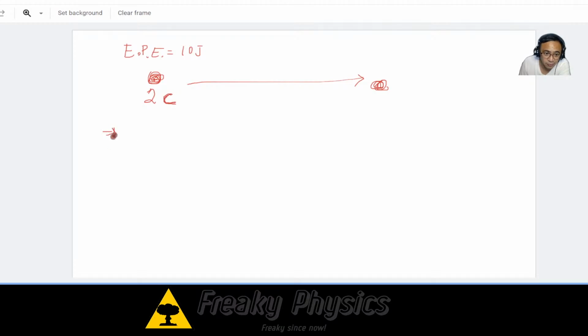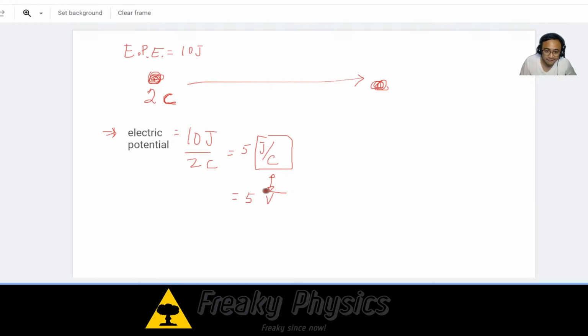So from here, we can say that the electric potential is equal to 10 joules over 2 coulombs, and that's going to give us 5 joules per coulomb. Now, this joules per coulomb unit has been given its own special symbol. That's 5 volts. So 1 volt is equal to 1 joule per coulomb. All right. So that's the electric potential.